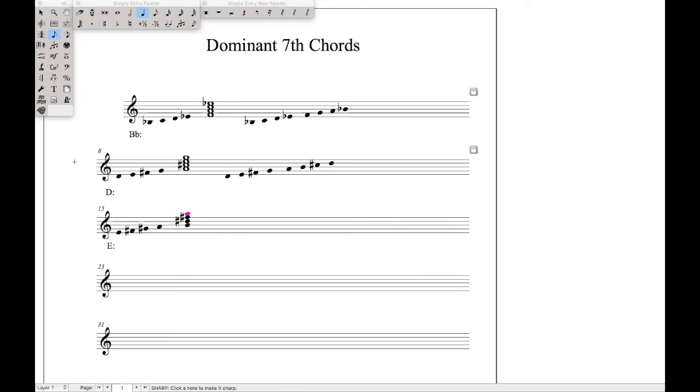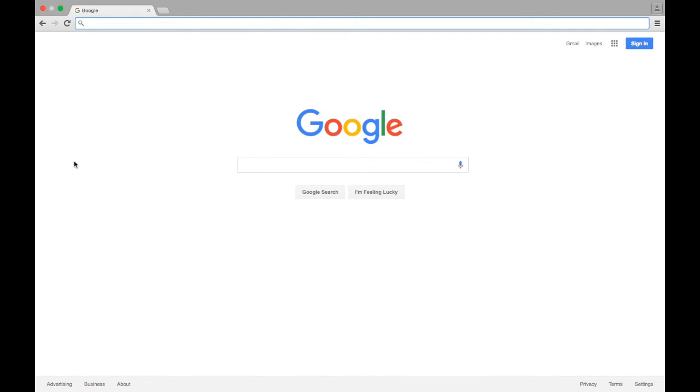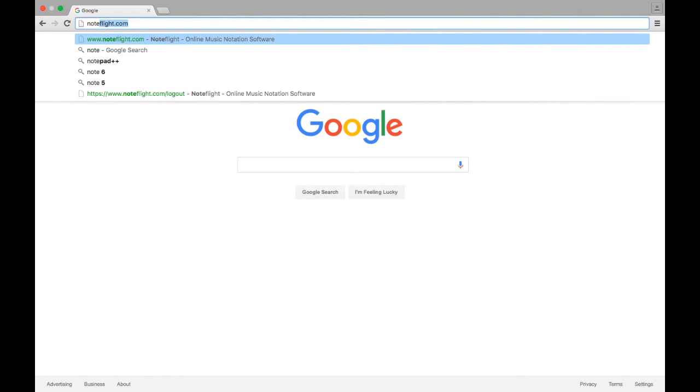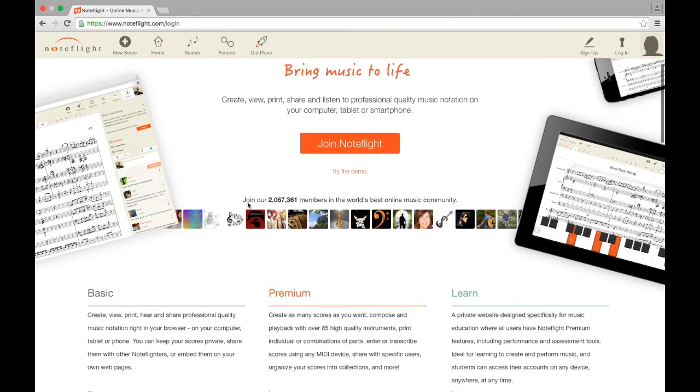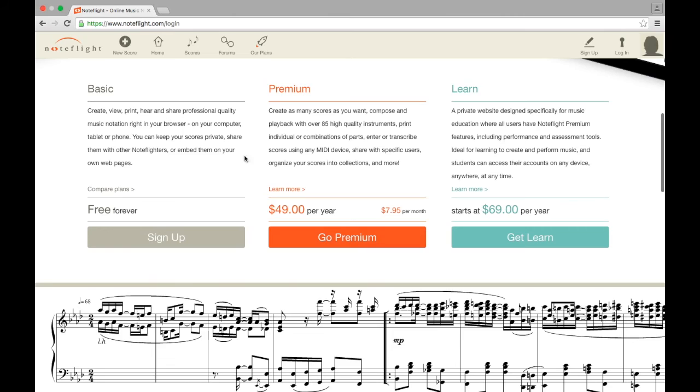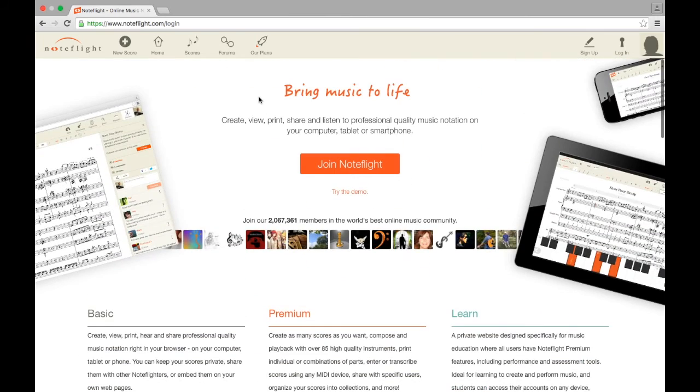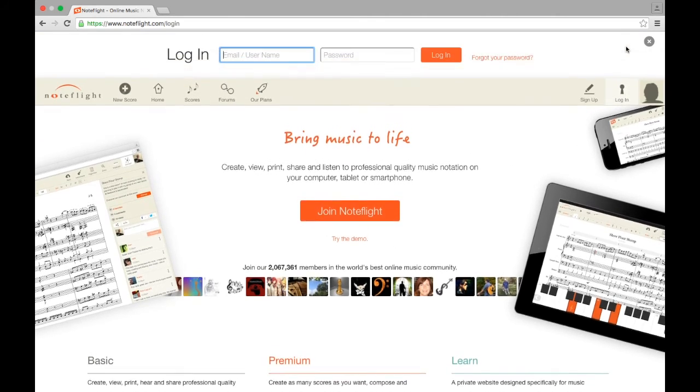All right, so let's head over here into Google Chrome, and we're going to go to a site called Noteflight.com. So here I go to Noteflight.com, and what we're going to see is that this is a notation program that's in the browser. And even though we see all this crazy premium stuff, we don't need to worry about the premium stuff. We're just going to be basic. Okay, so I'm going to log in and I'm going to show you how you can use Noteflight to create your assignment that you can turn in.